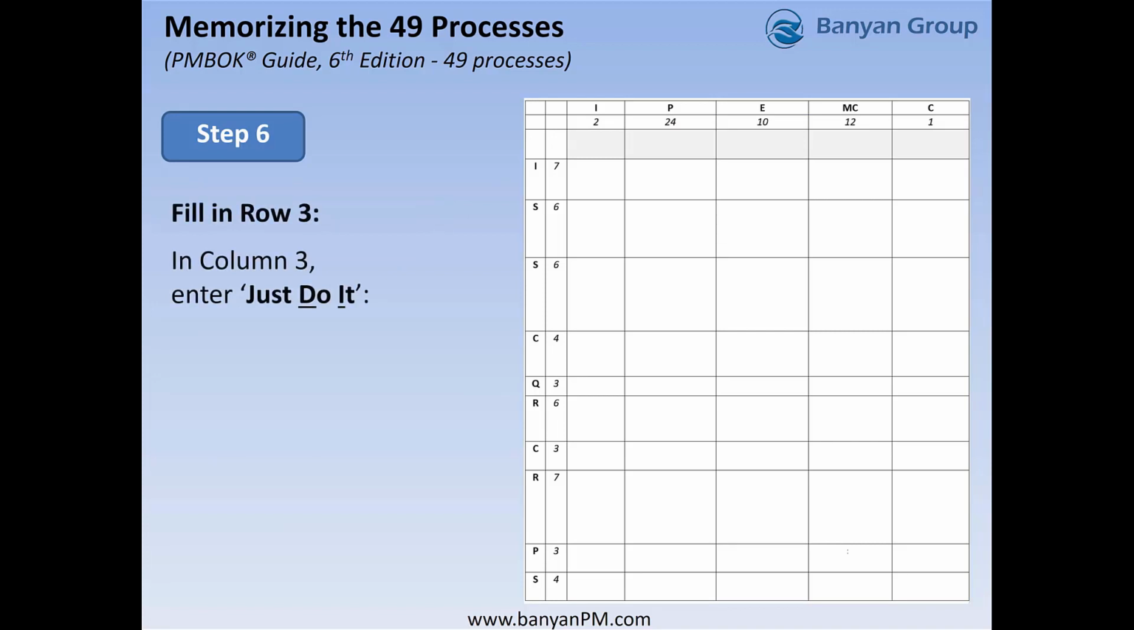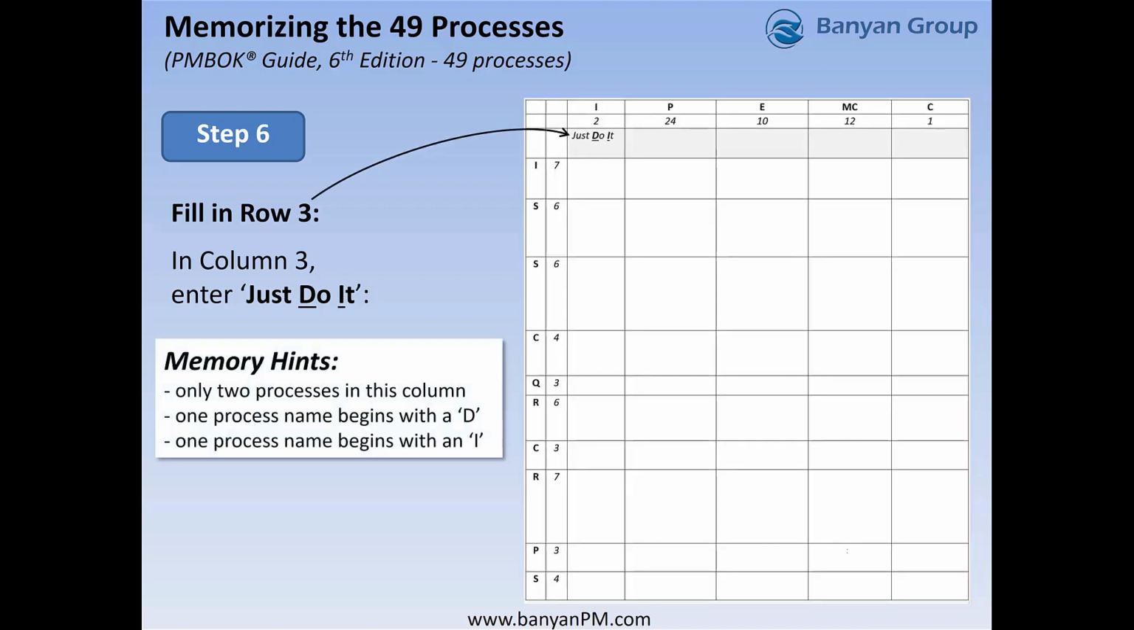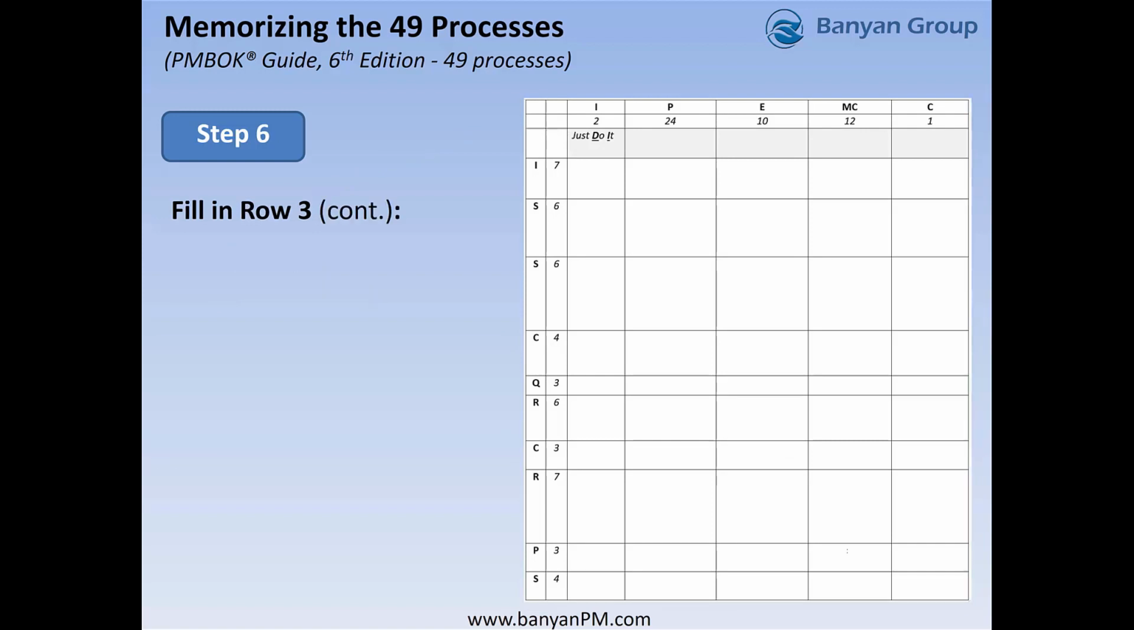Step 6. Now we're going to focus on row 3. Row 3 is arguably the most important row because that's where we're going to fill in all the clues that are going to help us fill out the rest of the matrix. So row 3, column 3, enter just do it. There's only 2 processes in this column, and one starts with a D and one starts with an I.